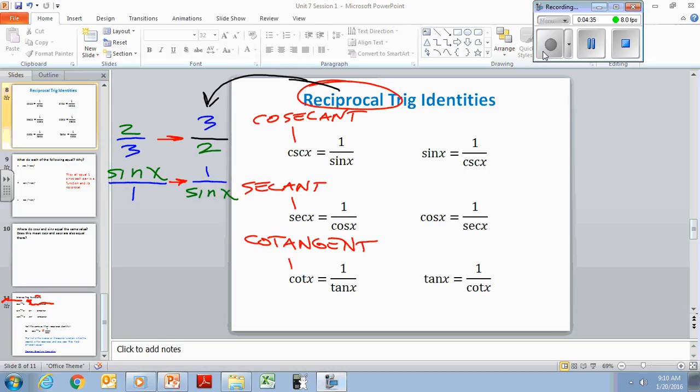When you have the reciprocal of something, you just take whatever it is and you flip it over. If there's nothing below it, then there's a 1 there and it flips over. If there's something below it, then whatever that something is, it flips and it's at the top. Okay.